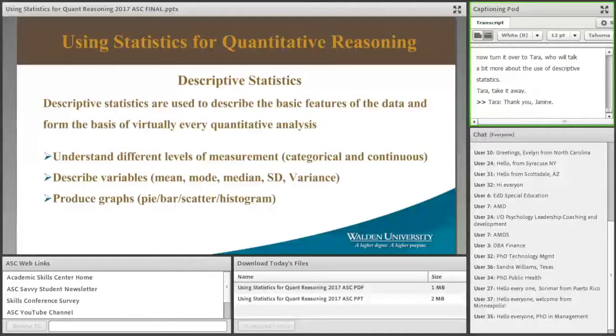Again, I am Tara Garrison, and I am from Virginia. I'm going to talk about basic descriptive statistics, population, sample, unit of analysis, levels of measurement, frequency tables, and other verbiage that you'll see a lot in statistics.